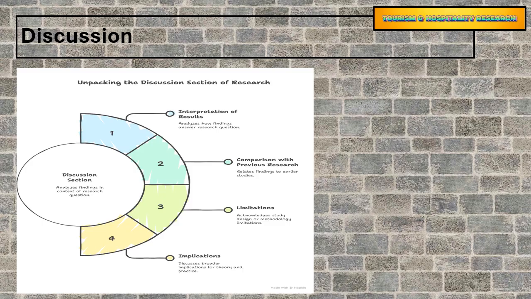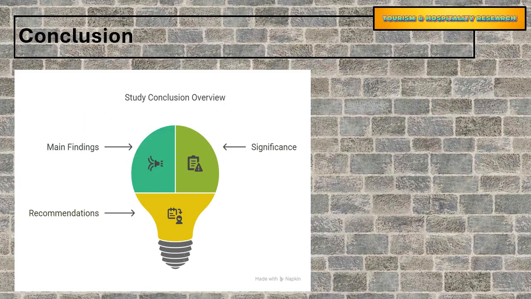Next is the implications, which discuss the relevance of the findings of your study for theoretical and practical improvements in your field, or it may also pave ways to conduct future research. The conclusion section summarizes the main findings of the study and their significance. It often includes recommendations for future research or practical applications. So that is why conclusion has to be framed nicely and precisely.